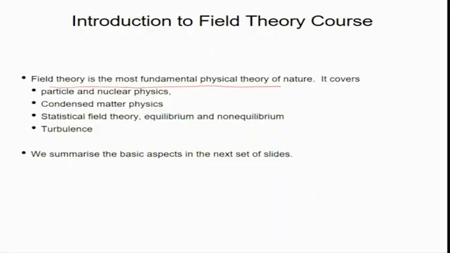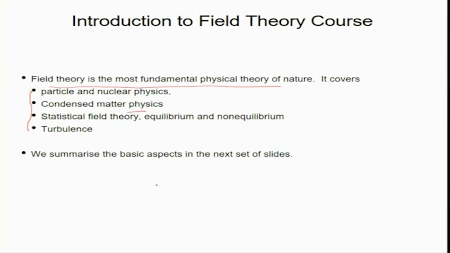So the fields, as I said, we can classify in 4 main categories: particle and nuclear physics, and condensed matter physics, which is what many body physics is called. Particle physics also is many body physics, but there are names given. Many body physics is basically condensed matter physics like semiconductors, metals, liquids. Then statistical field theory, that is for phase transitions, fluctuations.